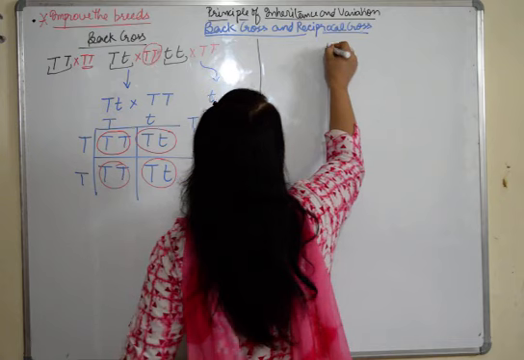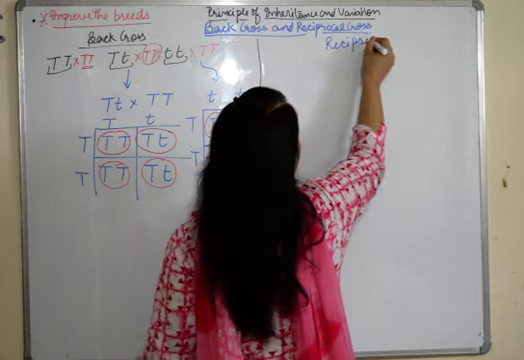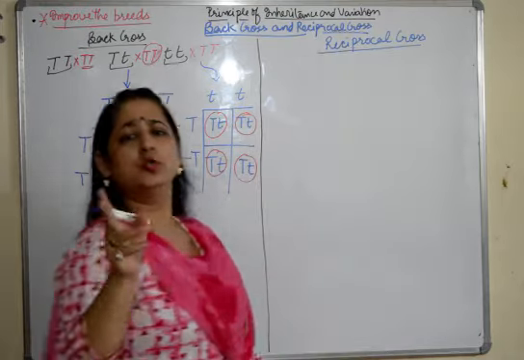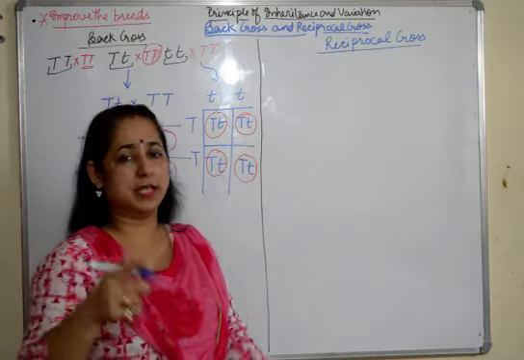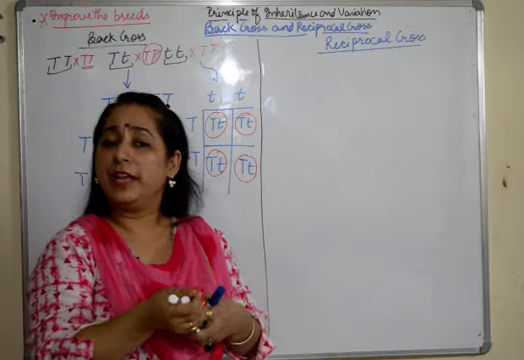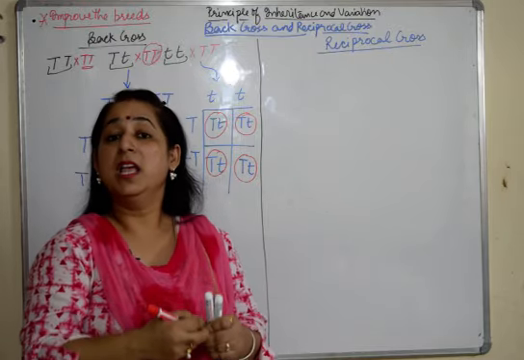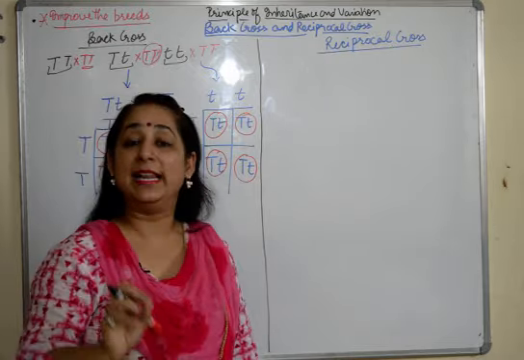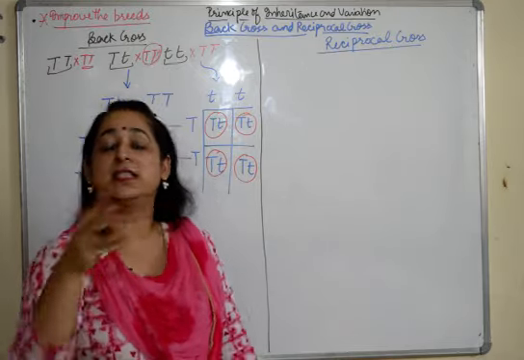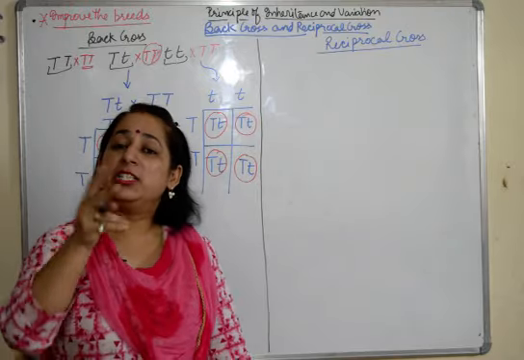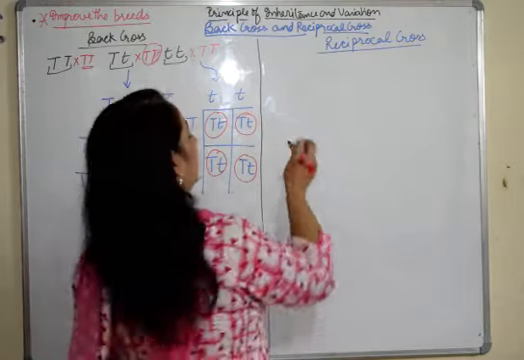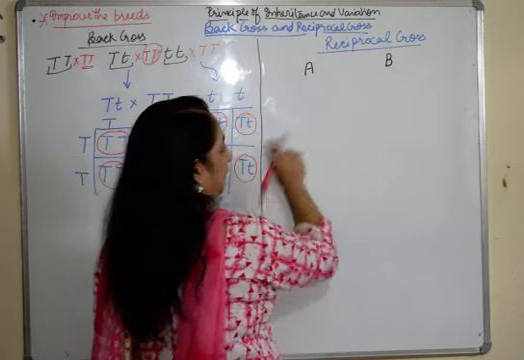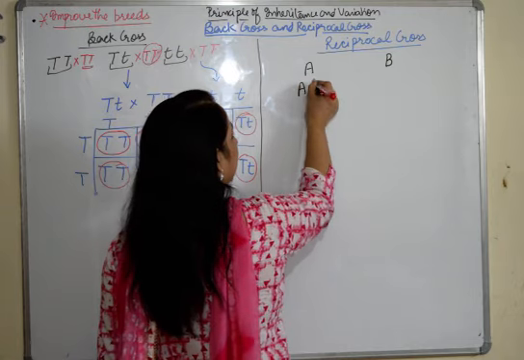Moving to a reciprocal cross. What is a reciprocal cross? In a reciprocal cross there is no crossing between parents as such. It's a scenario in which the parent from where we take the male gamete or female gamete just reciprocates. That means that just changes. I'll give you an example. Suppose we have A and B, two parent organisms. We will write it like this.